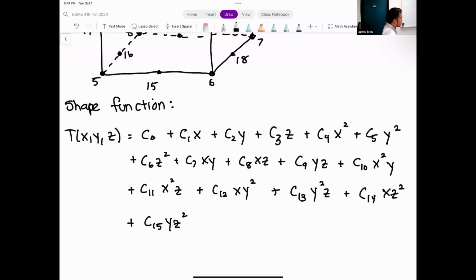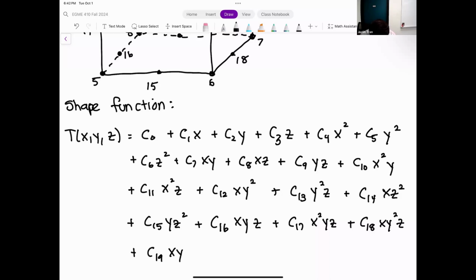All right, and now we have our triple terms. So our first triple term, we have C16 xyz. Okay. And then we have our triple term with a single double term. We have C17 x squared yz plus C18 xy squared z plus C19 xyz squared. Okay. So that's all 20 of those terms.